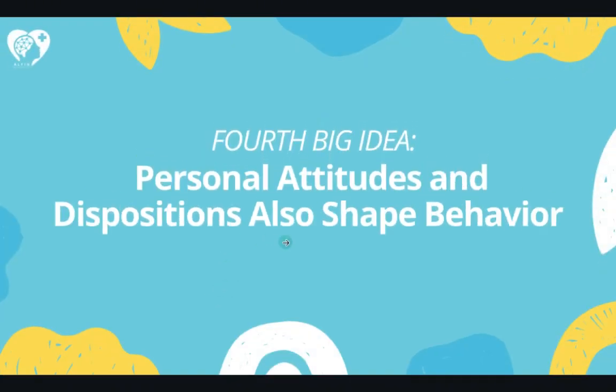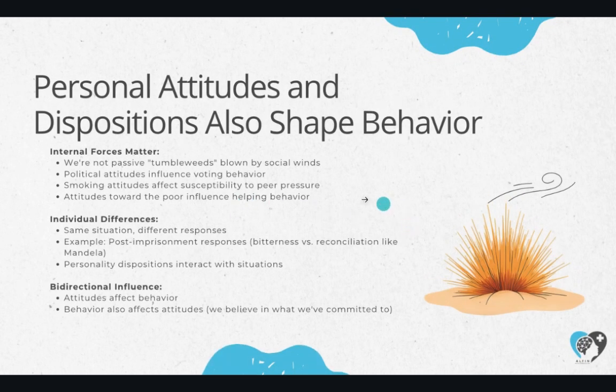We're not passive tumbleweeds, class, that are just blown around by social winds, just responding to whatever the environment gives. But that's the critique. Remember your intro to psych? That's the critique of behaviorism by psychologists, that humans are not mechanistic, just responding to the environment.